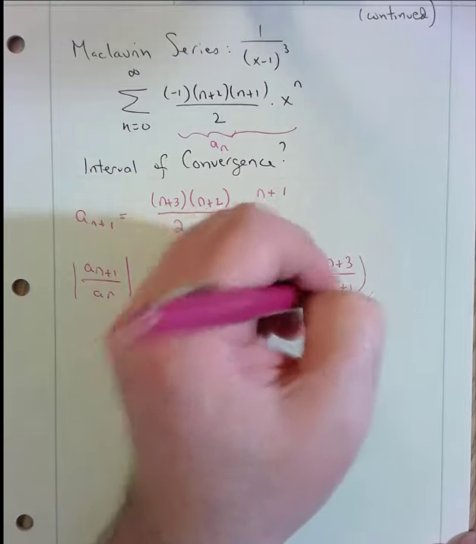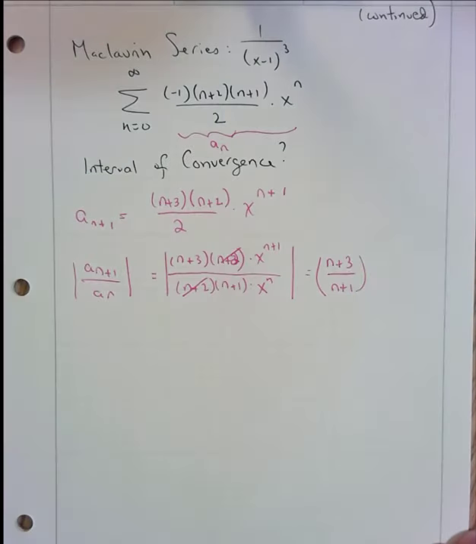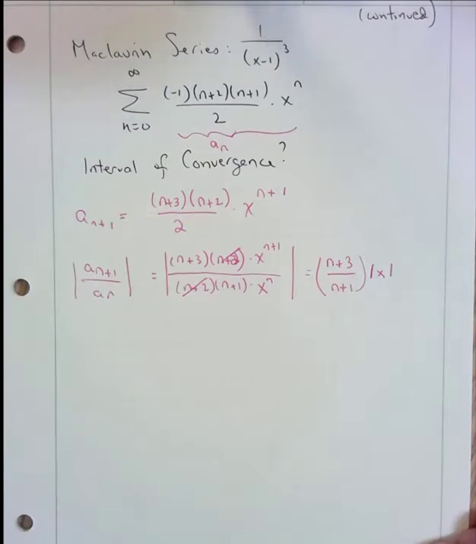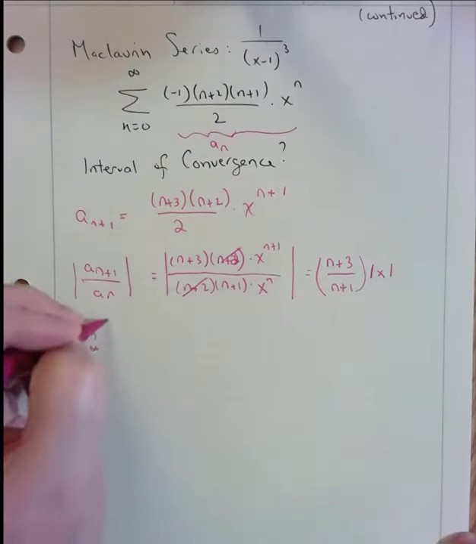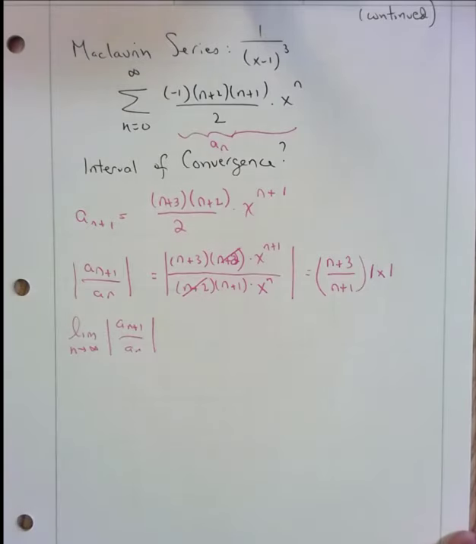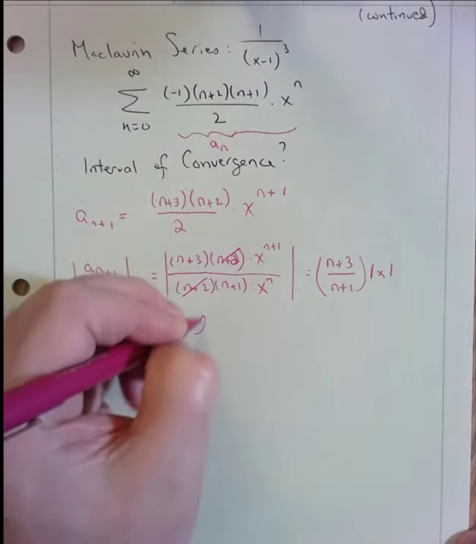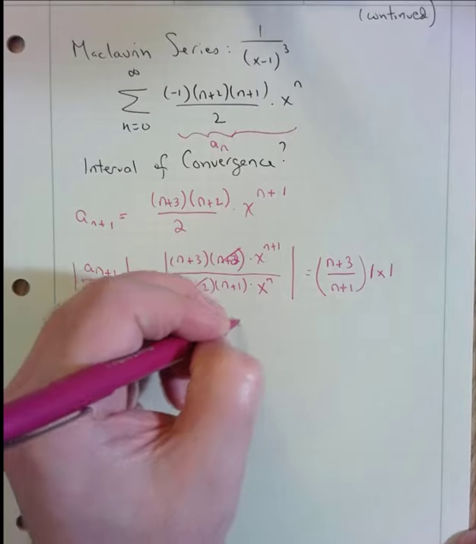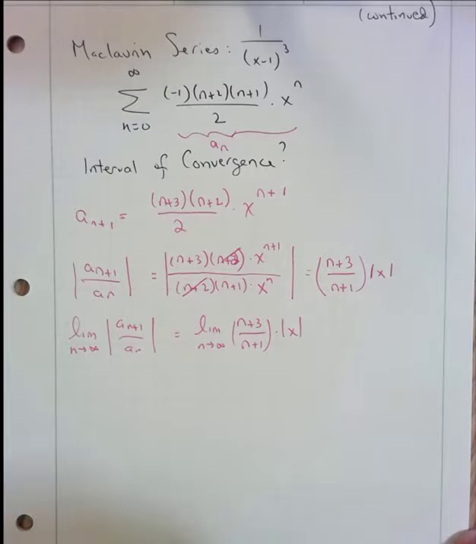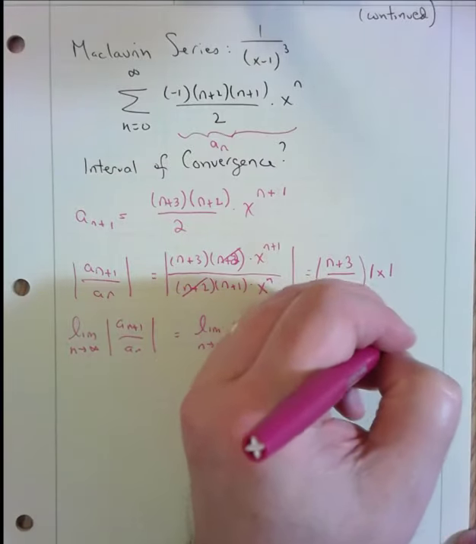Now the n plus 3 divided by n plus 1, which is surviving here, we don't need absolute value bars around that because n is always positive or 0. But that quotient will always be positive. And then from the x to the n plus 1 divided by x to the n, well, that's just going to simplify to the absolute value of x to the first. And remember, the key to the ratio test is that the limit of that ratio that we just built, which is going to be the limit as n goes to infinity of n plus 3 over n plus 1 times the absolute value of x, has to be less than 1 for convergence.